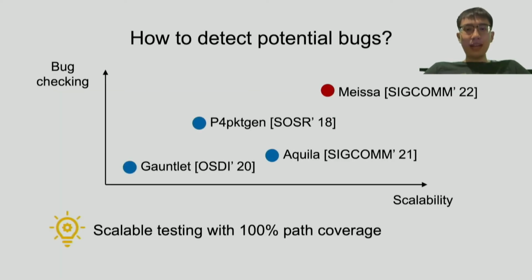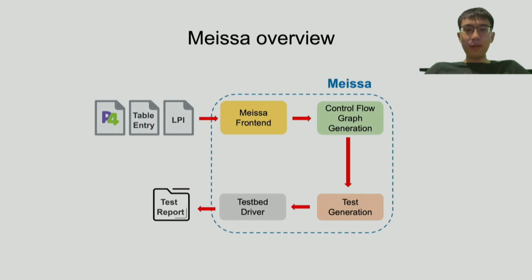Meissa is a scalable network testing toolkit for large-scale programmable data planes. Compared with the state-of-the-art techniques, Meissa has better scalability and bug checking ability. This is the overview of Meissa. Operators take their P4 code, table entry rules, and specifications as inputs. Meissa models them into a control flow graph, generates test cases, emits testing packets on testbed switches, and outputs a test report.